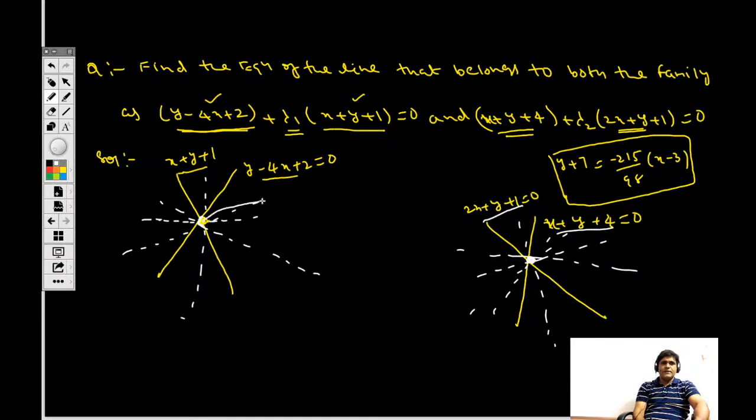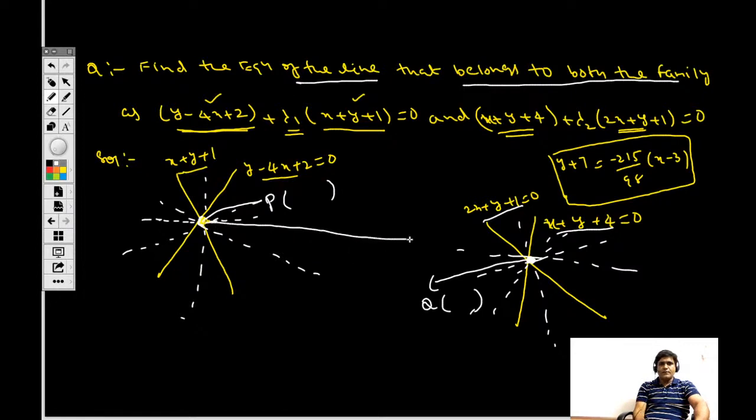So here you find this P, the point of concurrency of the first family, that is the point of intersection of these two lines. You find the coordinates of P, and here find the coordinates of Q. Now the equation of the line that belongs to both the family will be what? The line joining P and Q. This line joining P and Q will be the required line.